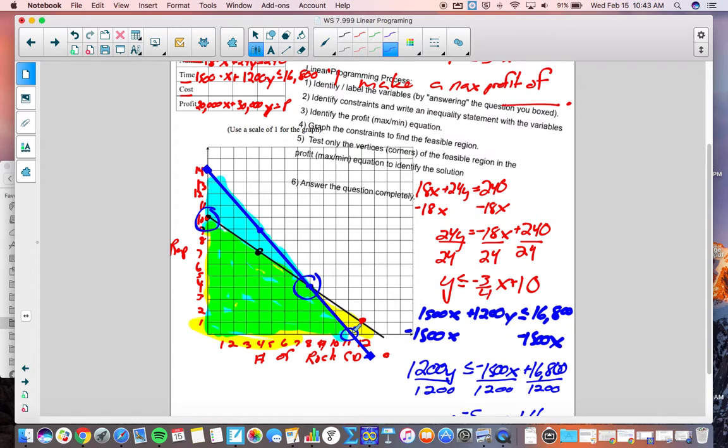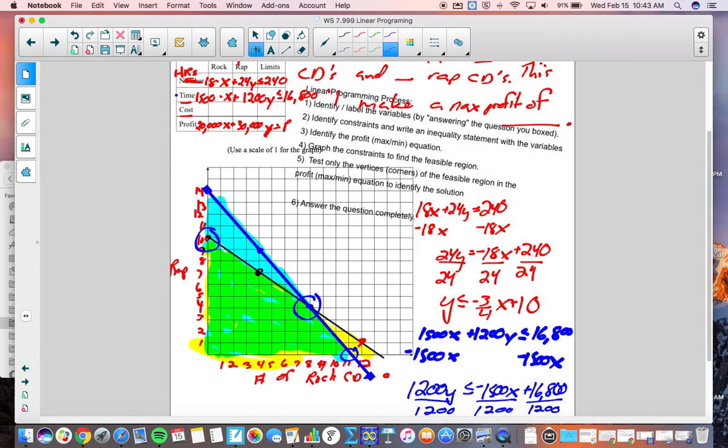We're talking about, that was time, right? So let's check the time. Can we actually, that's money. Can we actually do 11 rock CDs? So 1,500 times 11. Does that put us within that cost? Yeah, it does. So we can fit 11 in there. It would cost us $16,500 to do that. So these are our 3 options.